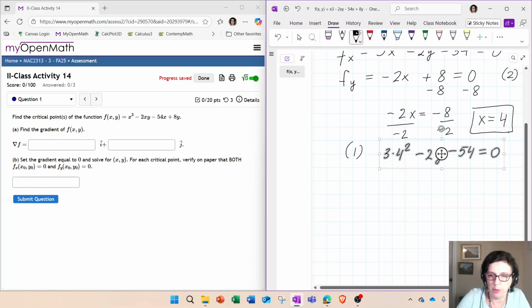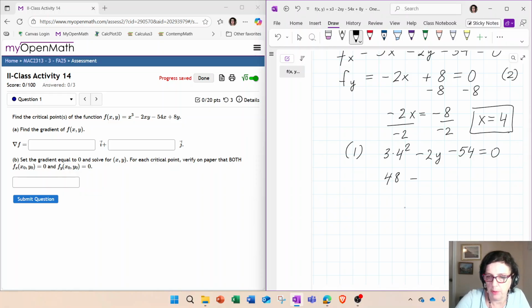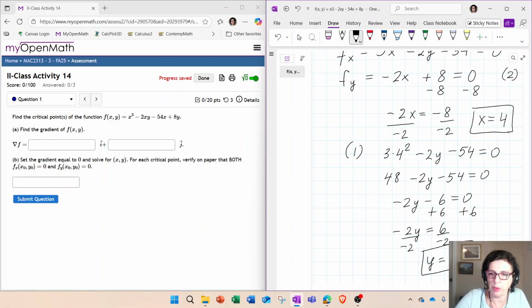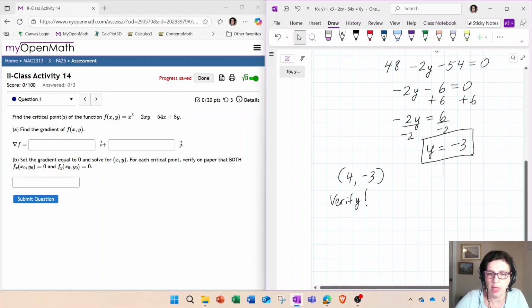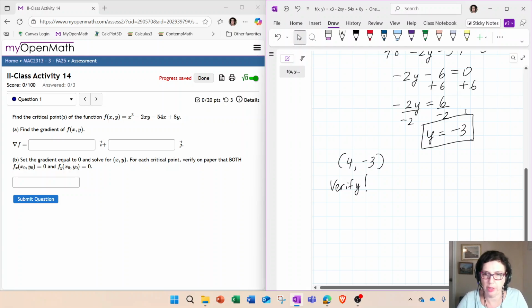Let's see if we can compute that. This looks like 3 multiplied by 16, which is 48, minus 2y minus 54 equals 0. So 48 minus 54 would be negative 6. Now if we add 6 to both sides, that gives negative 2y equals positive 6, and dividing by negative 2, we get y equals negative 3. So that looks like a critical point. However, for x equals 4 and y equals negative 3, we must verify it. Verify has a big question mark next to it because you are going to be required to do that.